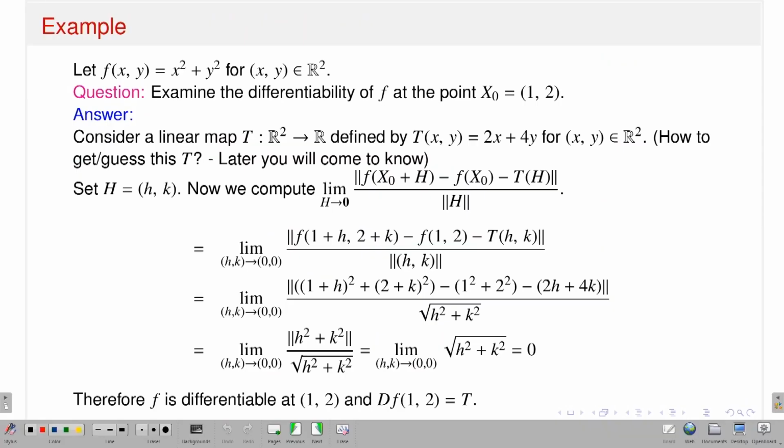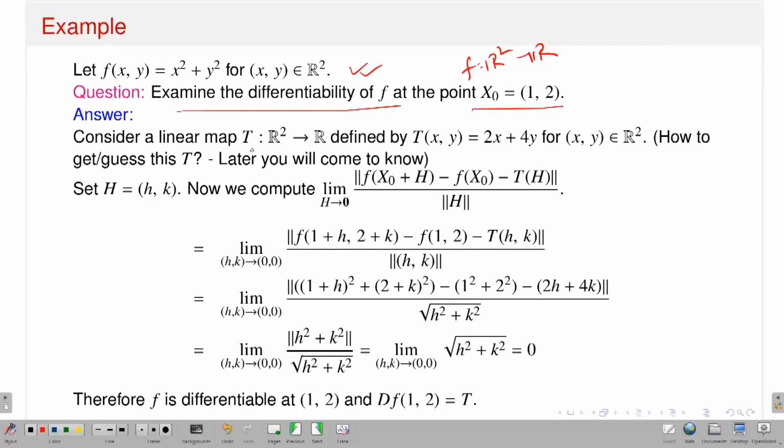It's a very simple example I am considering, say f of (x, y) is equal to x square plus y square. So then it is a function from R2 to R. The question is to examine the differentiability of f at some point, say x naught is equal to (1, 2). So if I want to talk about the existence of the total derivative at the point (1, 2), that means there is a linear transformation or linear map associated.